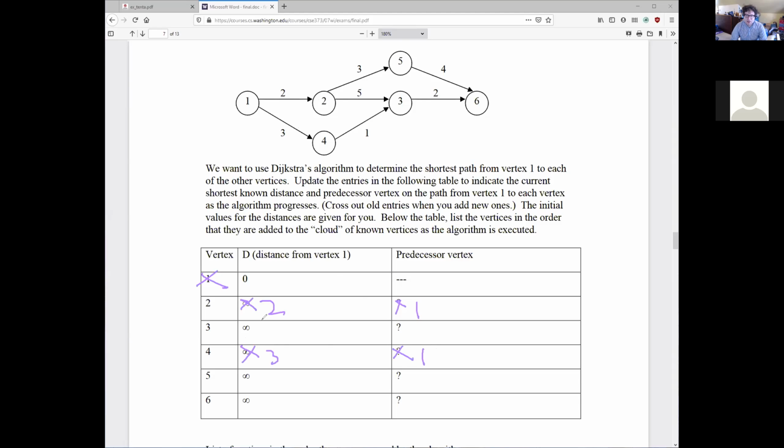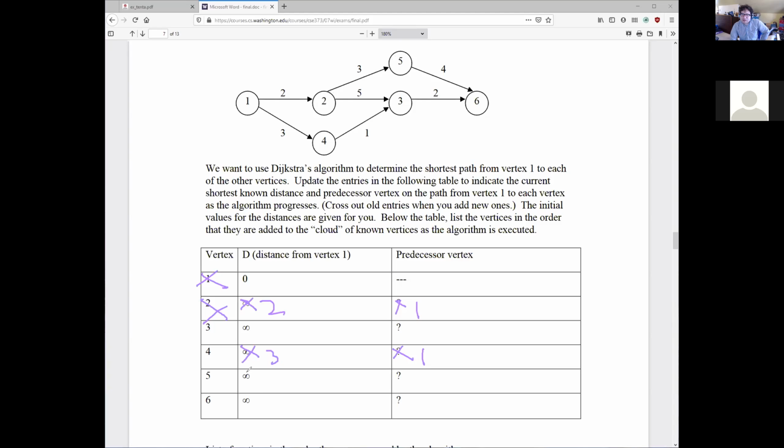Now we've got 2, infinity, 3, infinity, infinity. Which is the smallest? 2 is. So now we look at 2's outgoing edges. We have 2 to 3. Sorry, 2 to 5. This is why I say having names be numbers is kind of annoying. We can go from 2 to 5 for a cost of 3.